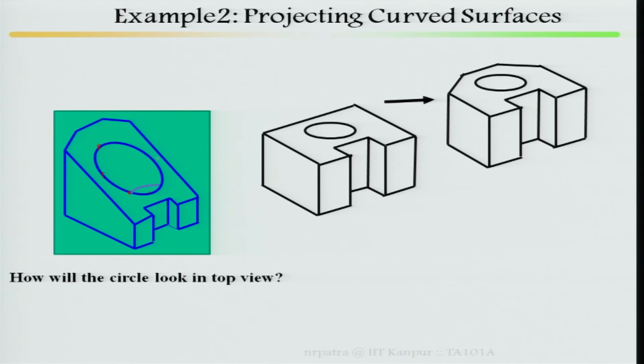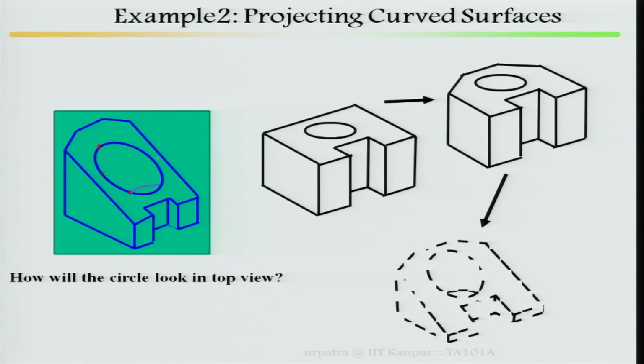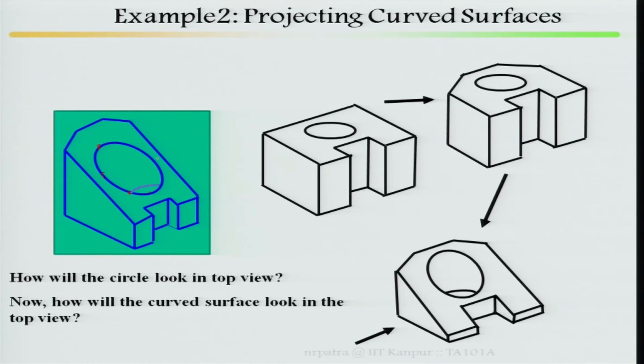How will the circle look in the top view? See how it has been made, this and this, it has been cut. Now how will the curved surface look in the top view? In this case, how will this curved surface look? It is a regular section. The curved surface looks like a circle. Now I cut it, inclined. Then how does the curved surface look? How about in the right side view? If this is my front view, what about your right side view?